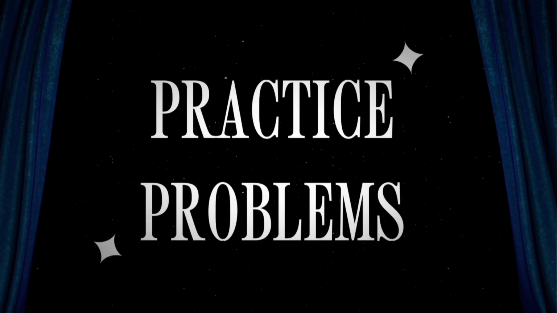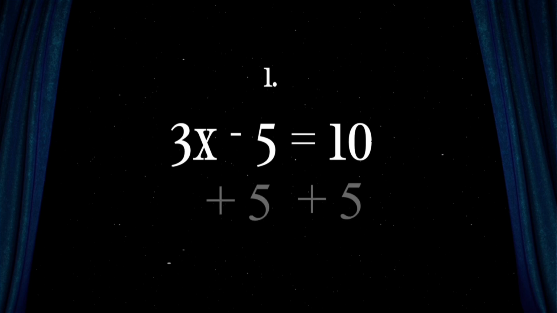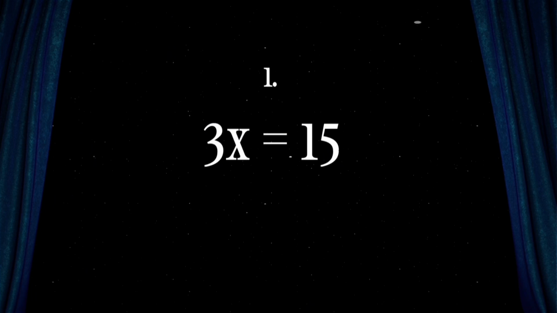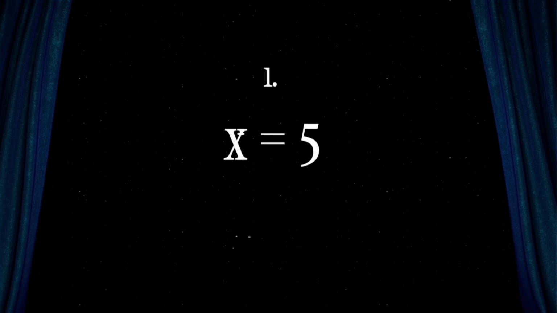Let's do a practice problem to make sure we get the concept. Here's the first problem. Feel free to pause here to solve it. Okay, let's go over it. First, we need to add 5 to both sides to cancel out the negative 5. This gives us the equation 3x = 15. Then, we're going to divide both sides by 3 to get a final answer of x = 5.